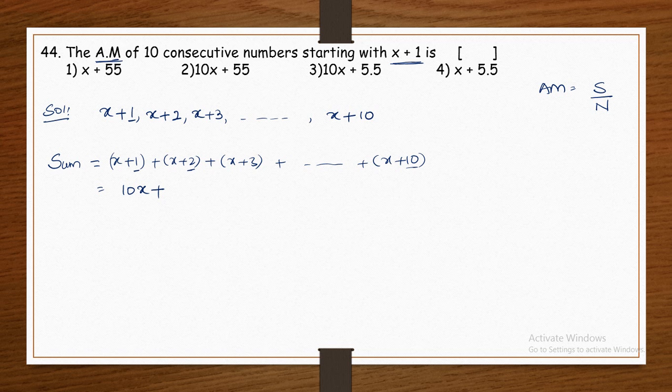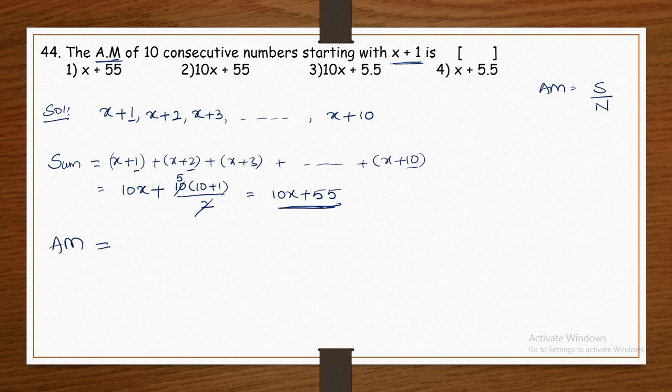So the sum of the first 10 natural numbers is given by 10 into 10 plus 1 divided by 2. Now when you cancel this 10 in the 2 table, it goes 5 times. So clearly this is 10x plus 55. So this is nothing but my sum, right? But what did I ask to find?